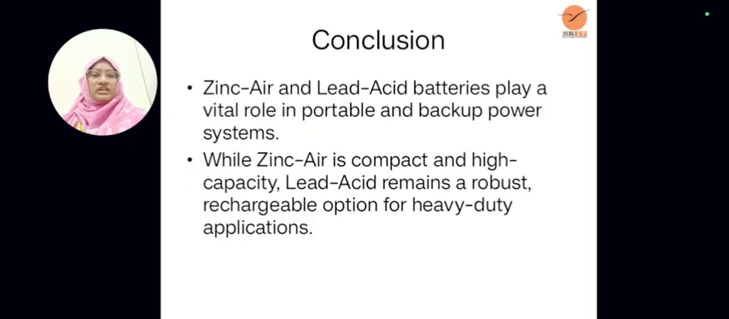Conclusion: zinc air and lead acid batteries play a vital role in portable and backup power systems. While zinc air is compact and high capacity, lead acid remains a robust rechargeable option for heavy duty applications.